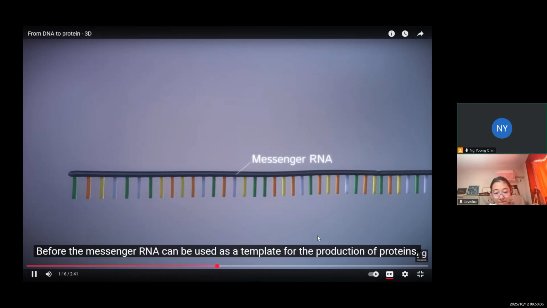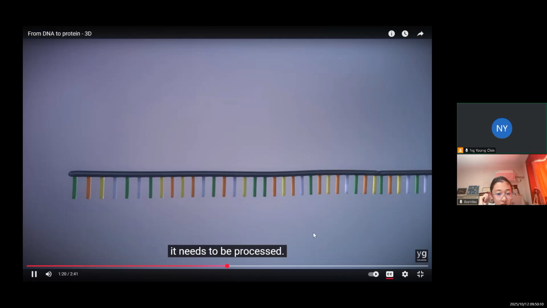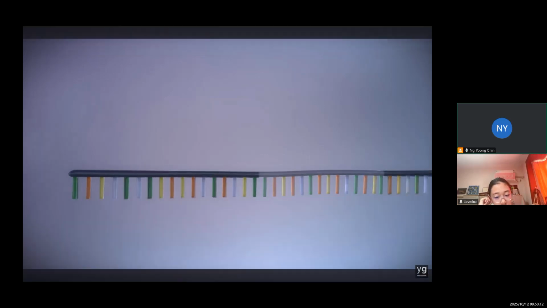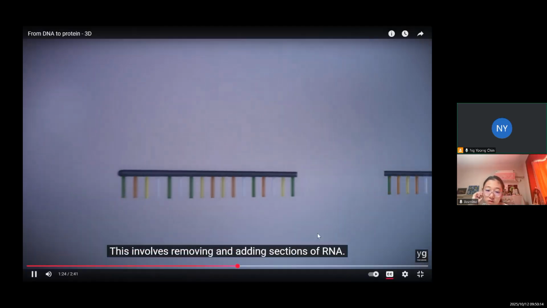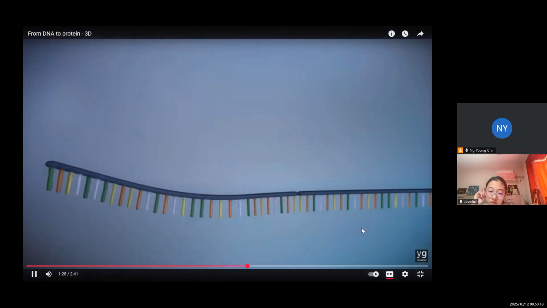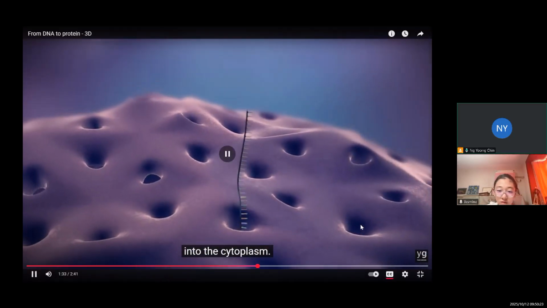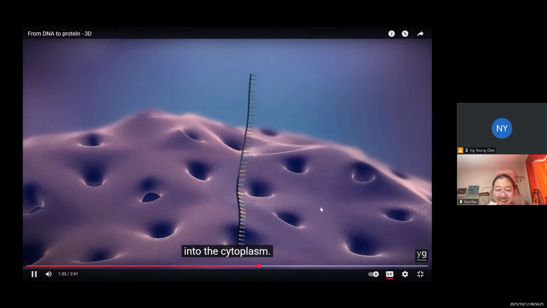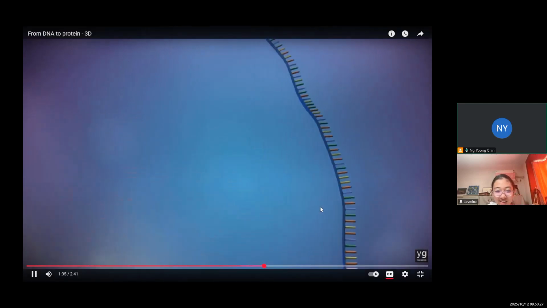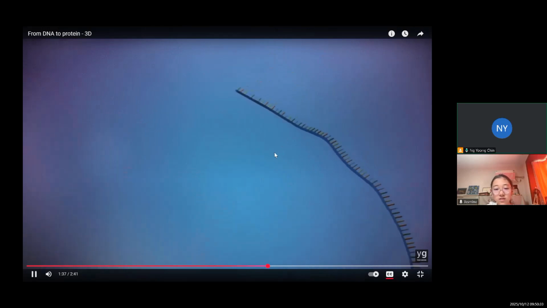Before the messenger RNA can be used as a template for the production of proteins, it needs to be processed. This involves removing and adding sections of RNA. The messenger RNA then moves out of the nucleus into the cytoplasm, because the ribosome only exists in the cytoplasm. The ribosome, yeah.